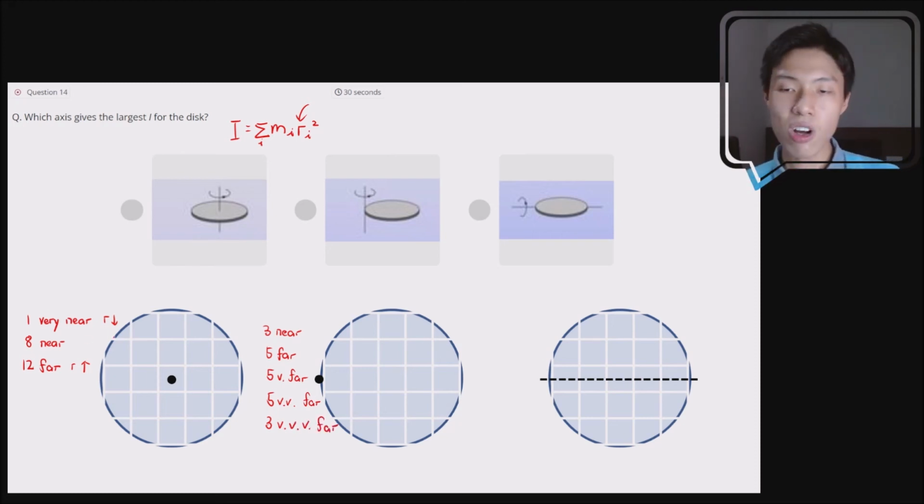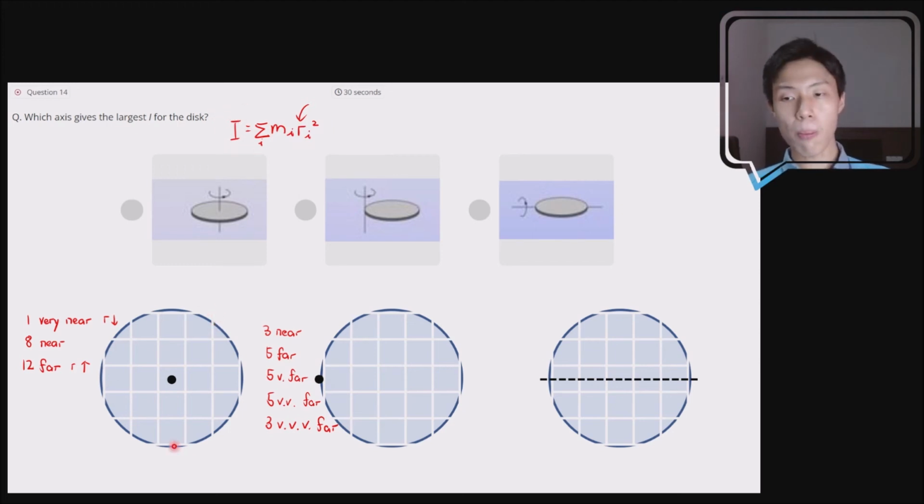Just by this comparison, you can see that for the first setup, if the axis of rotation is at the center of the circular disc, there are more boxes that are near the axis of rotation. Whereas if you put your axis of rotation at one point of the circumference, many boxes are quite far away from the axis of rotation. So in this setup you have more masses far away from the axis of rotation. Far away from the axis of rotation, with a square, means that it will cause an increase of the moment of inertia.